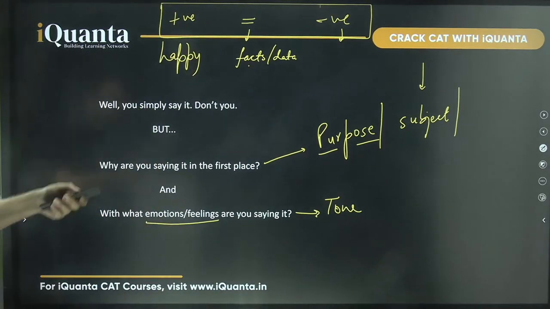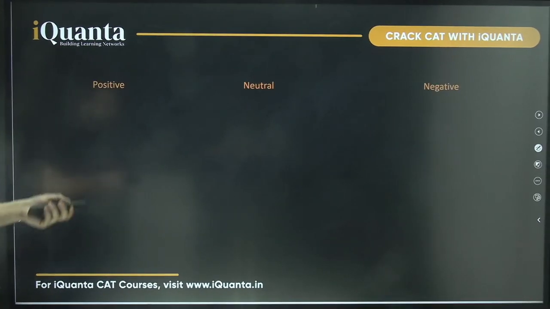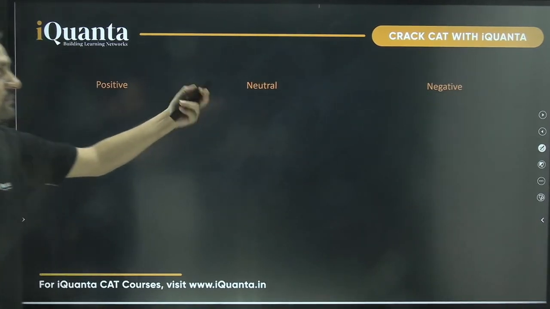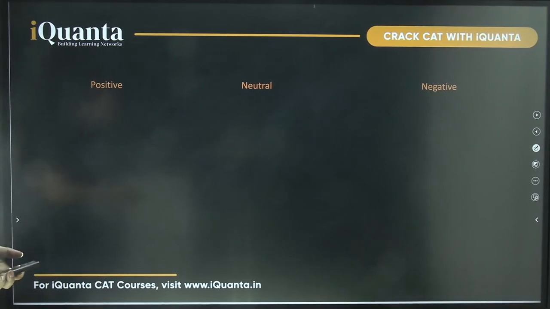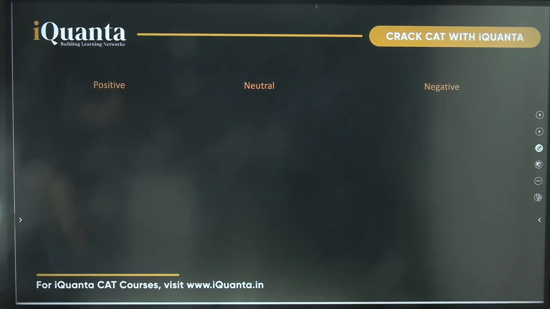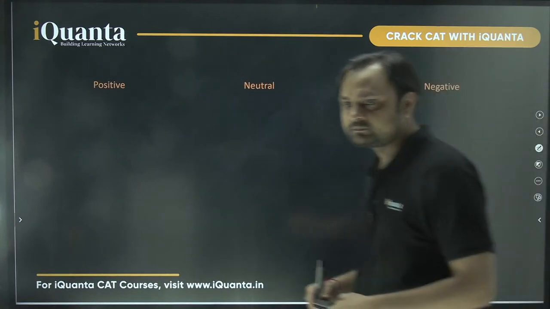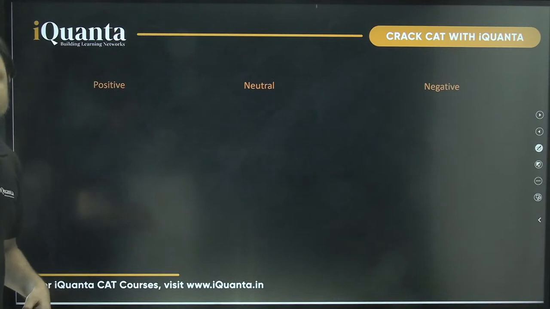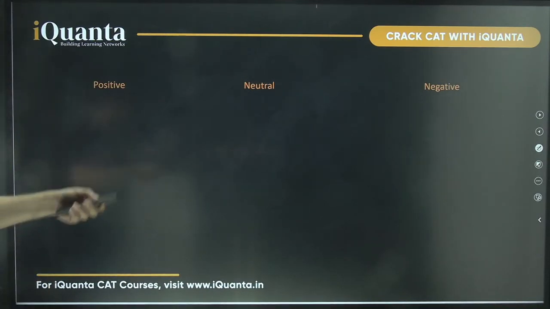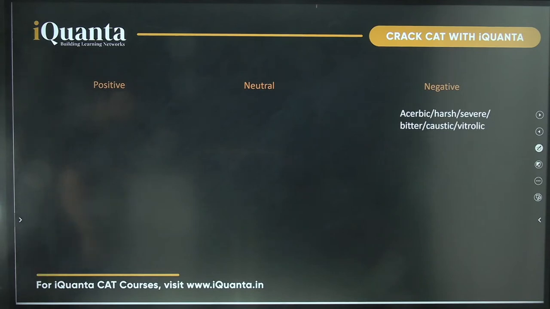Now let's classify these tones further. So we are going to learn some tones, and questions based on tone, as Abhishek sir told you, don't come very frequently in CAT, but still understanding this is very important. Understanding tone is very important because then you will be able to answer questions of main idea and supporting idea. Argumentative could be positive as well as negative. We will see that. So let's discuss these negative tones first.